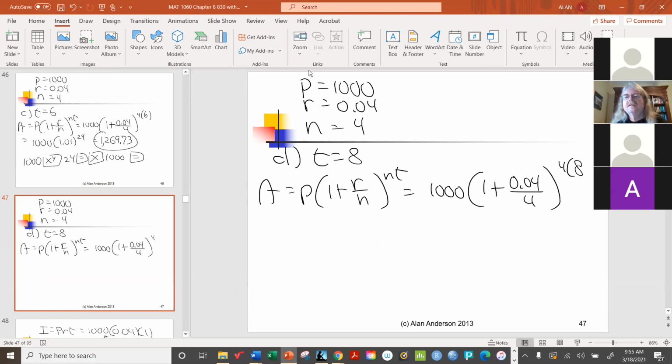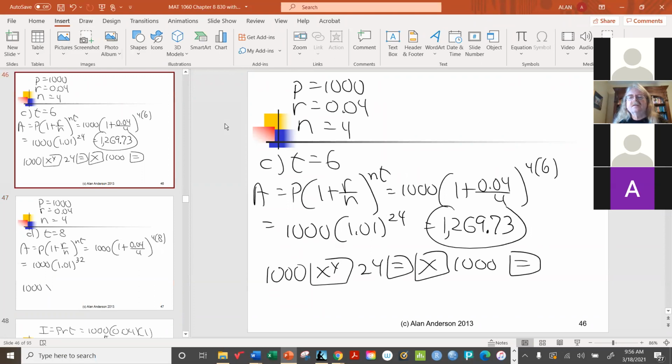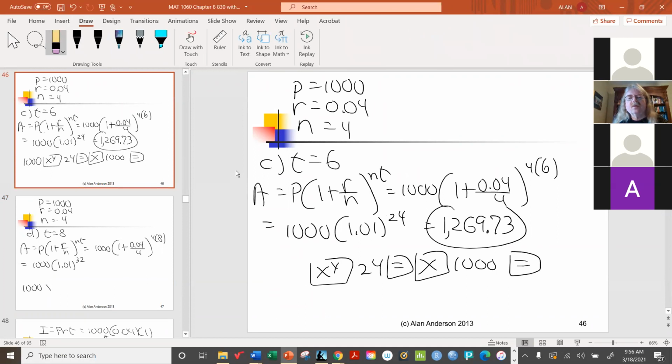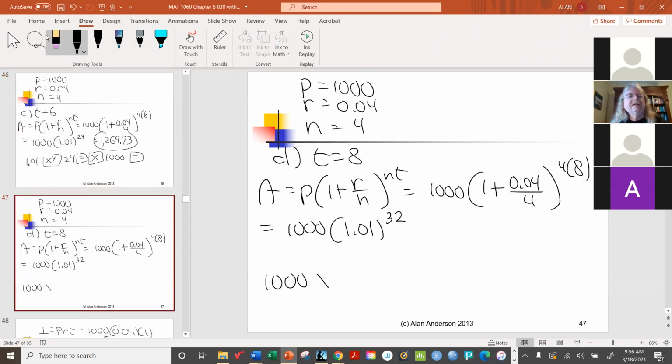Okay. So this one simplifies to 1,000 times 1.01 to the 32nd power, which on your calculator you could do as 1,000. I think I made a mistake on the last one. I just noticed it. This is not 1,000. This is 1.01. Sorry. It's 1.01 that's getting raised to that exponent. If you raise 1,000 to that exponent, it'll be astronomical.